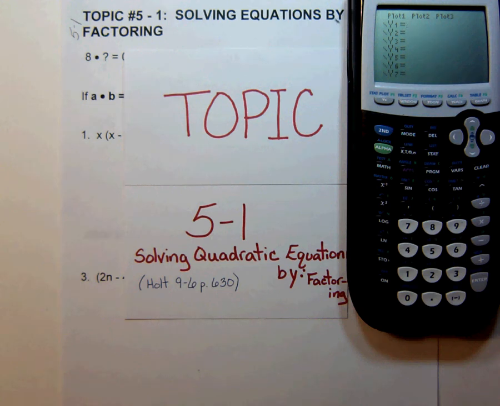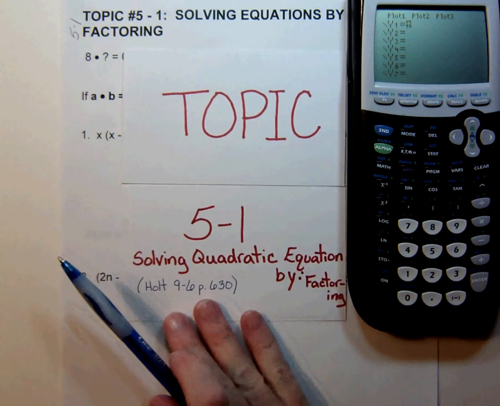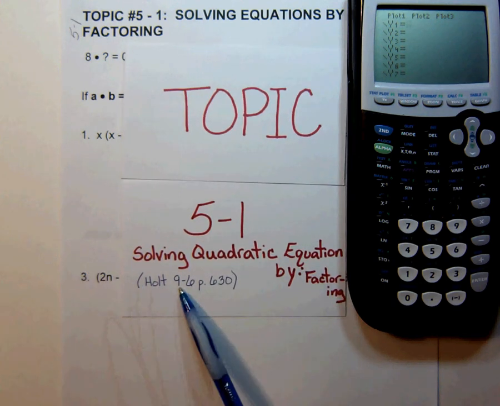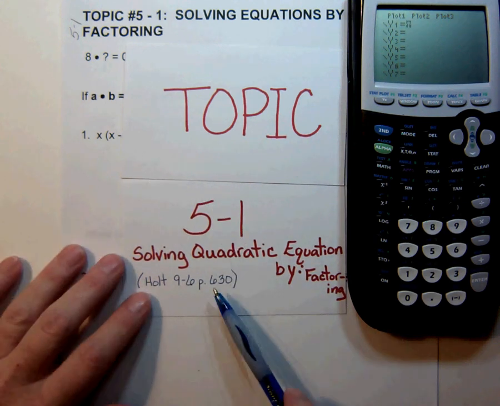Topic 5-1, solving equations by factoring. On this equation, at quadratic equations, that's why I put a calculator here, because a lot of these you can actually put into calculators. But in the very first part of this, we're just trying to explain what solutions are when they say the word solving. This can be found in our Holt textbook, Chapter 9, Section 6 on page 630.